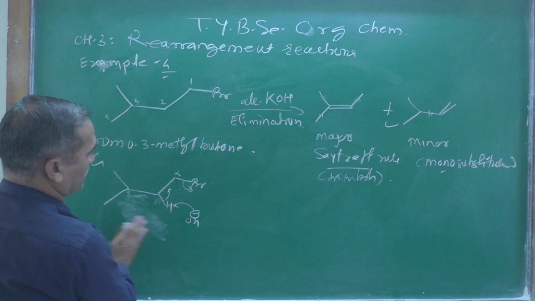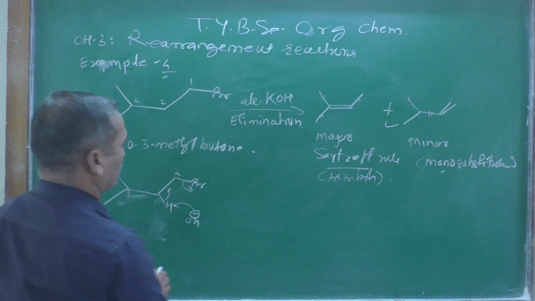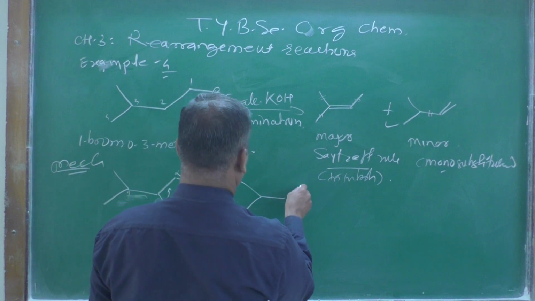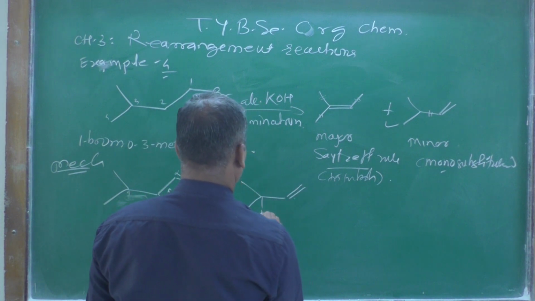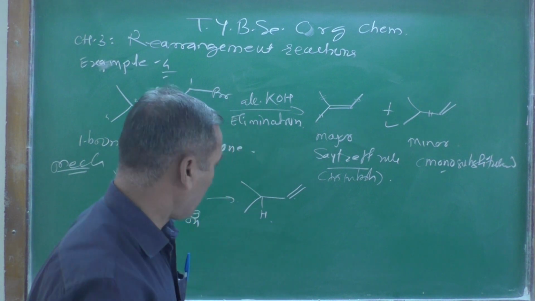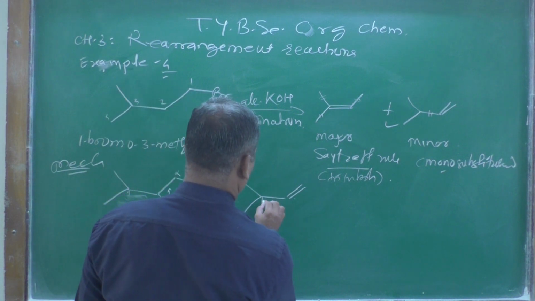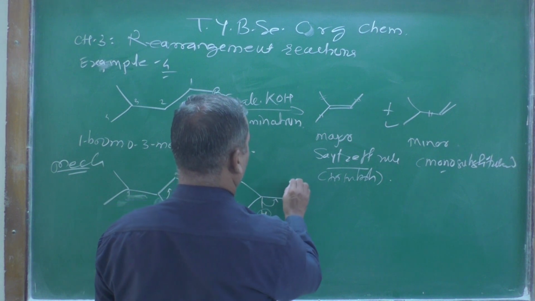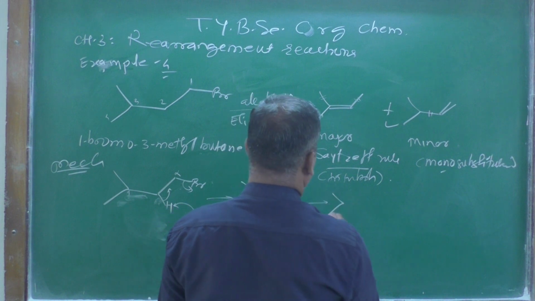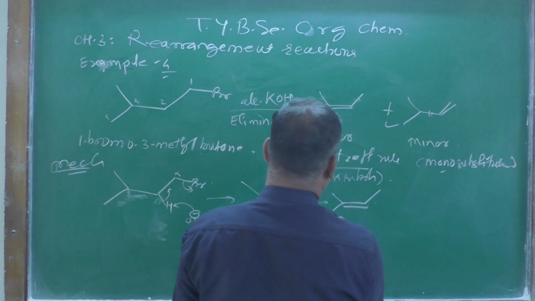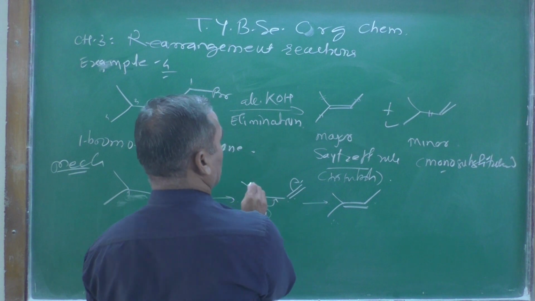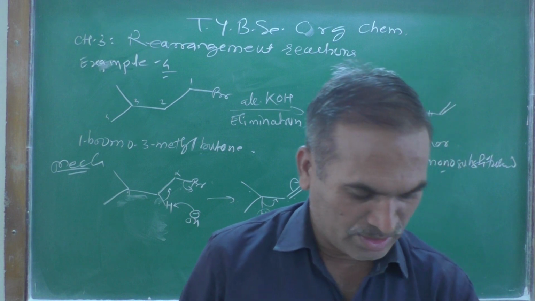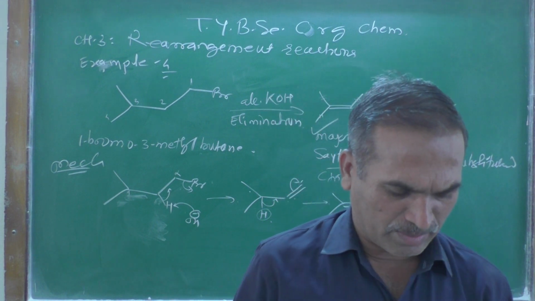So let us see first what is going to happen. Here we got a double bond, and now one of the hydrogen atoms gets shifted, forming a double bond, and we get the formation of the double bond here. This one is the major one compared to this one, and due to that reason this is the major product. So in this way we can explain this.